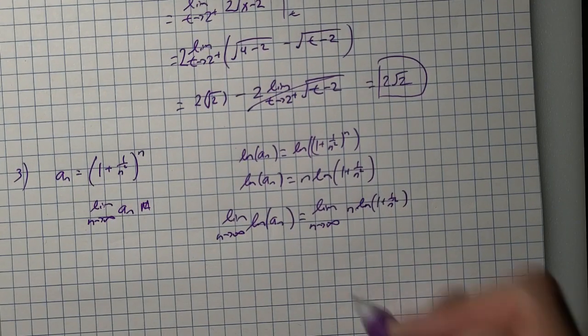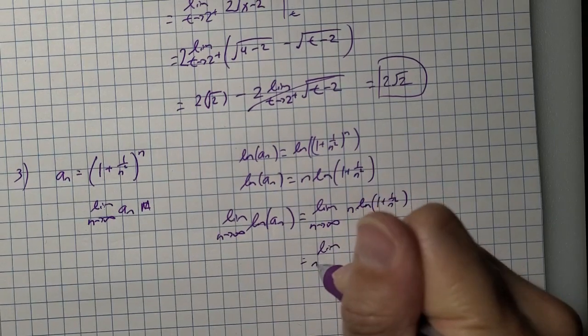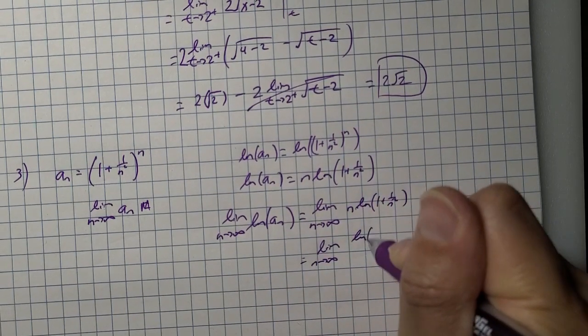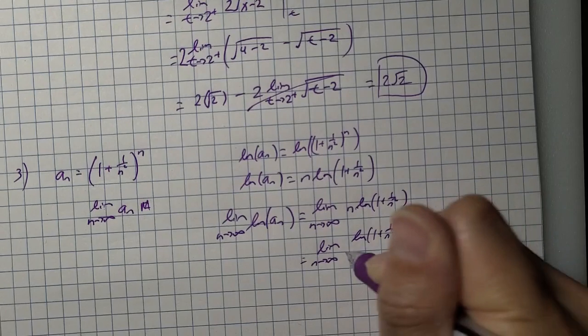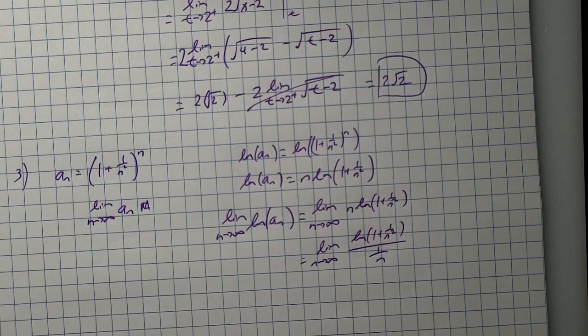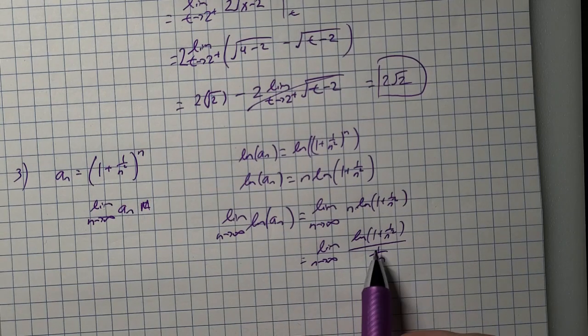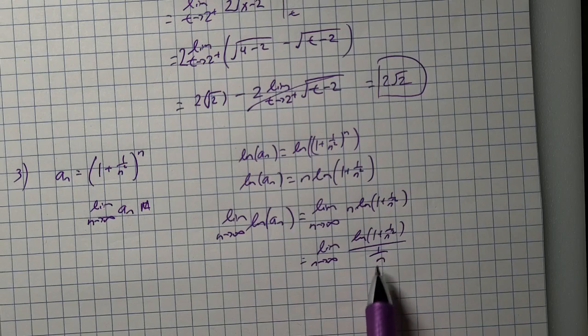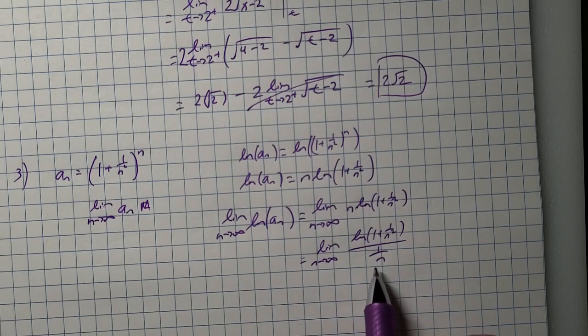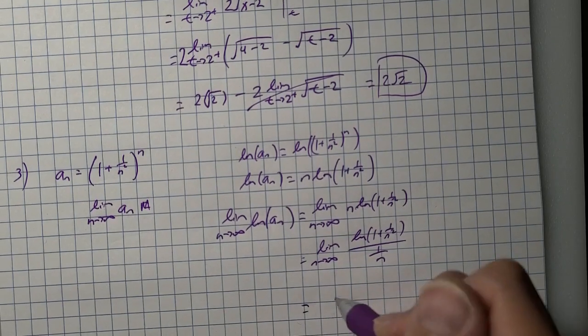Okay, so we can rewrite this as the limit as n goes to infinity of the natural log of 1 plus 1 over n squared, over 1 over n. That would work, right? This would be 0 over 0, so that is indeterminate, so we're on the right track. We can use L'Hopital's rule.